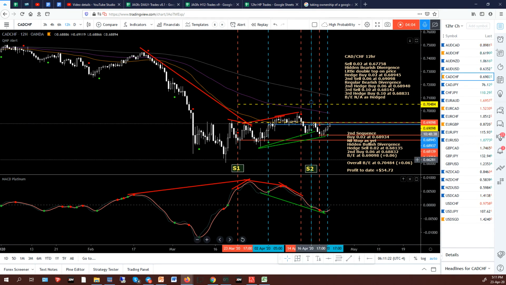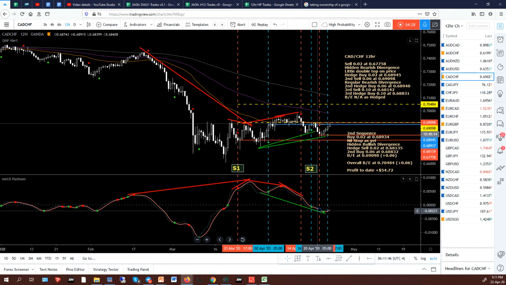Second sequence starts here. We started with a buy because we're below the MACD Platinum. So buy, hedge sell, second buy. So it's a second buy taken today. So the first sequence is hedged. Second sequence has got an overall break even at 69098, which is just this yellow dashed line in here. You can see the number on the right here. So price is getting close to that already.